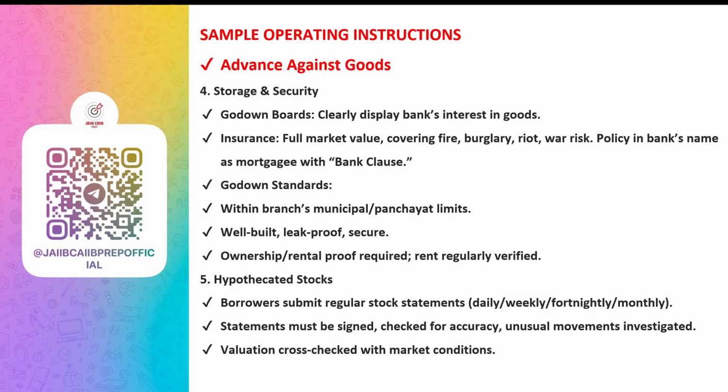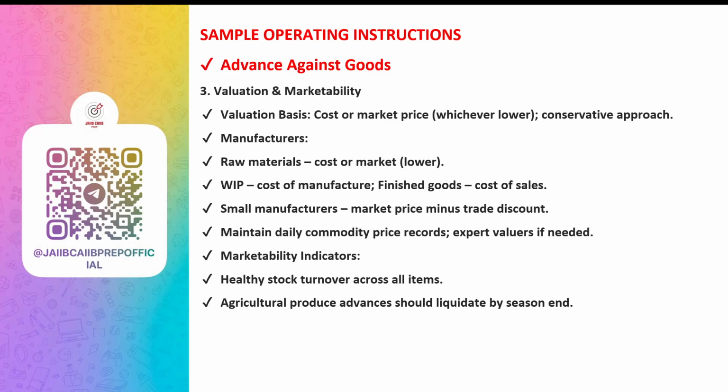Storage and securities. So, godown signals are there, but before that, we need to understand one more thing: marketable indicator. A good indicator is stock turnover, how quickly goods are sold and replaced. You check the stock statements, you ensure all stock items move, and not just a few items which are sold in the market. Again, if there is slow movement, the risk of unsellable stock is there. And for agriculture goods, the loan must be liquidated by the end of the season, and carrying stock to the next season needs investigation.